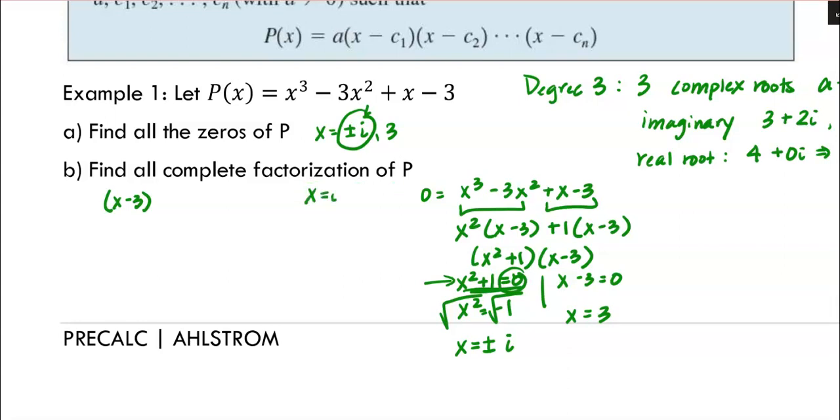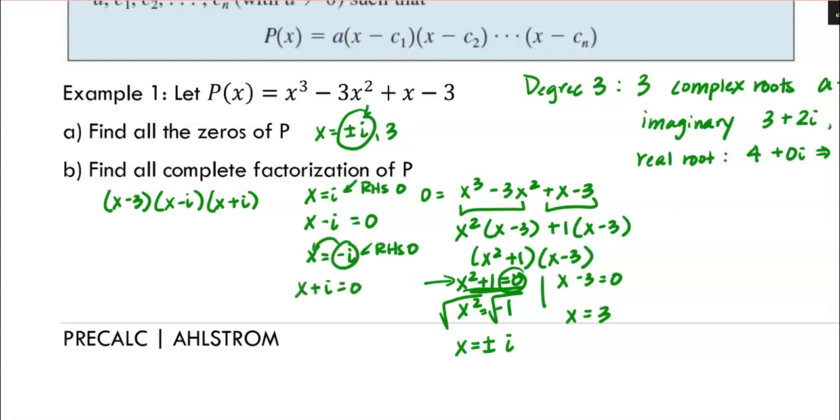So we had x equals i. So the right-hand side has to be 0. I'm just going to move this i to the other side and have the right-hand side equal to 0. There is one of my factors, x minus i. Well, if we have x minus i, we know that we have to have the conjugate. And we can actually do this, have that right-hand side be equal to 0, move this to the other side, so x plus i equals 0. Those are all of the factors. And good job.